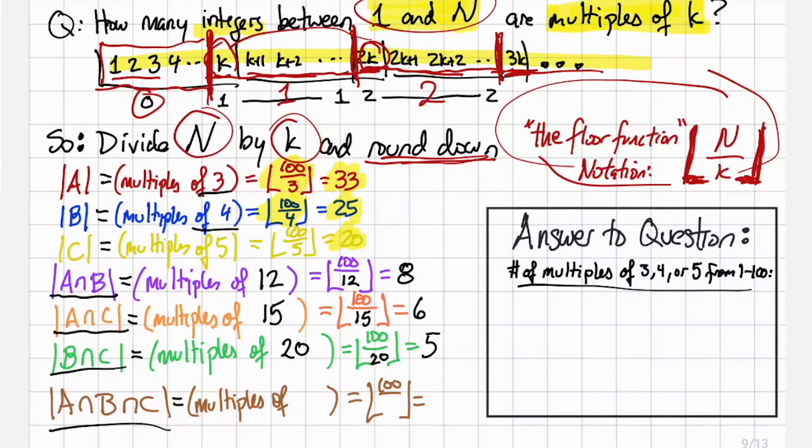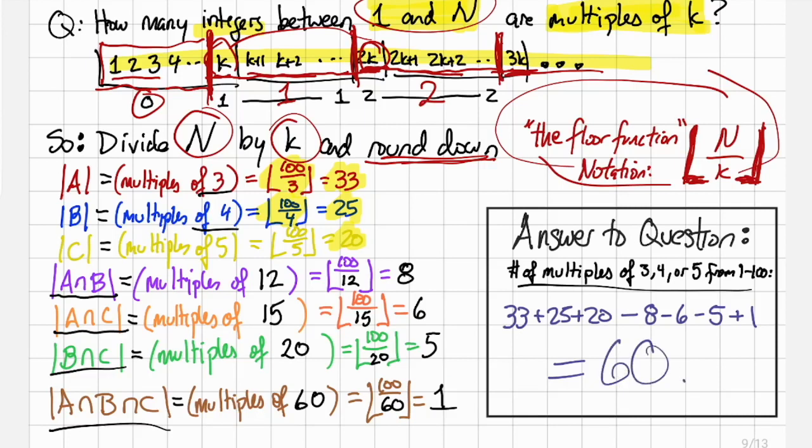And last, what numbers are multiples of 3, 4, and 5? That's the same as the multiples of 60. There's only one of those between 1 and 100. So let's now answer the question. How many multiples of 3, 4, or 5 are there between 1 and 100? The answer is 33 plus 25 plus 20 minus 8 minus 6 minus 5 plus 1, which is 60. So that's an example of how a question involving the principle of inclusion and exclusion works.